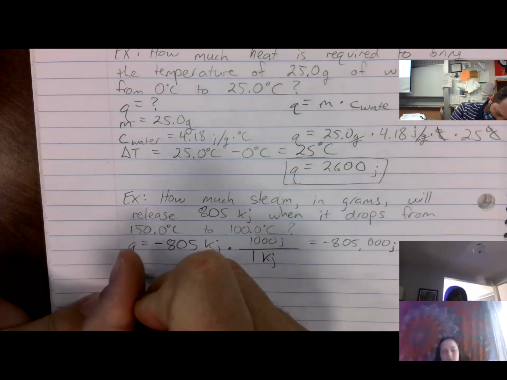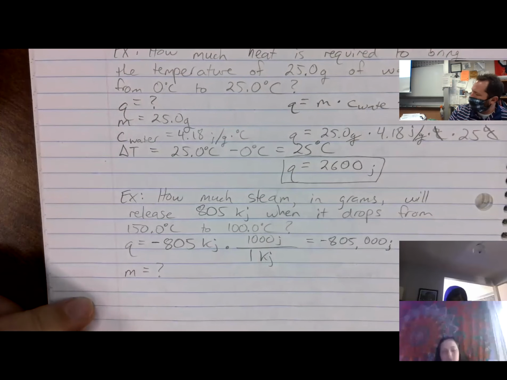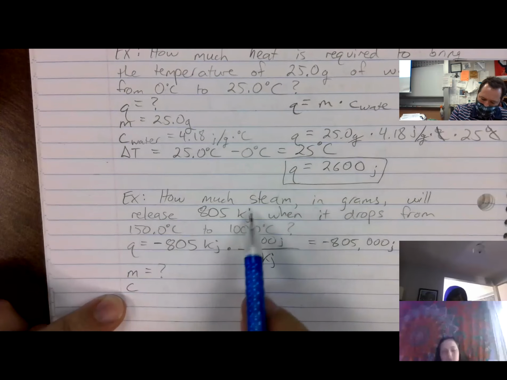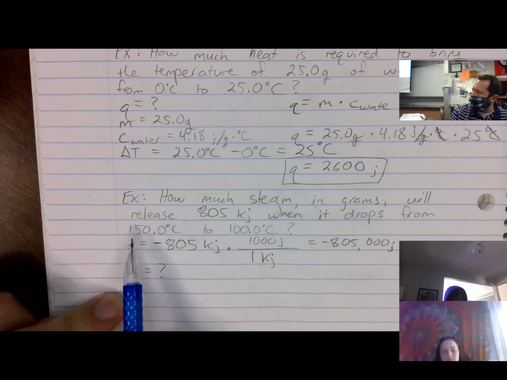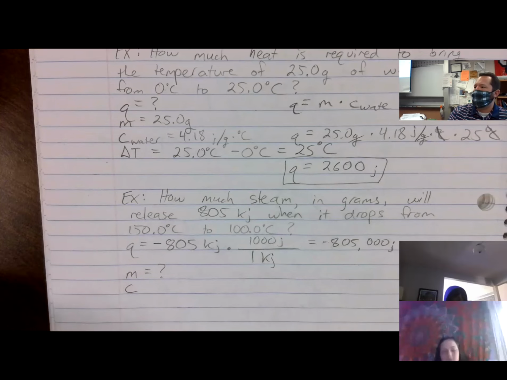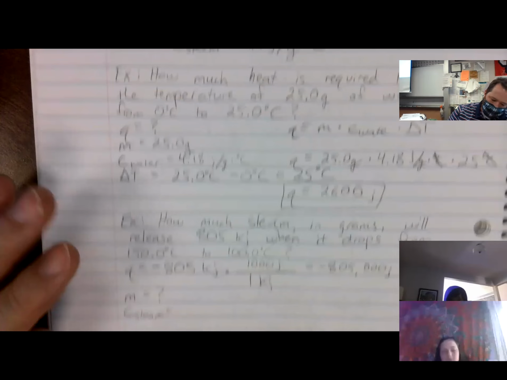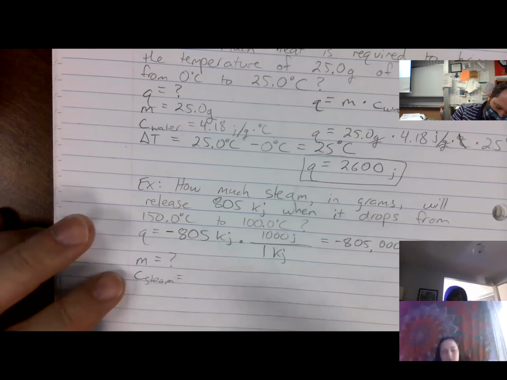Okay. How about a mass? Well, we don't know that. That's what they're asking for us to find. So if we don't know a mass, specific heat, well, it's telling us we're working with steam, but also we can think through it. We're going from 150 down to 100. Anything above 100 has to be steam. Liquid water doesn't exist above 100, or we would have stopped and phase changed it. So yeah, we're definitely working with steam. That specific heat is 1.9 joule per gram degree Celsius.